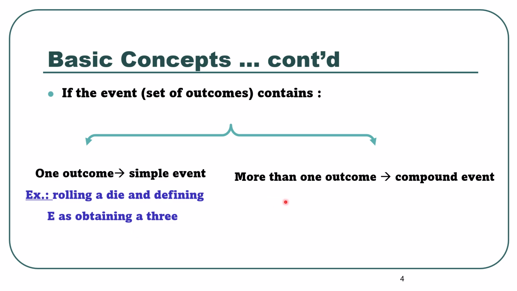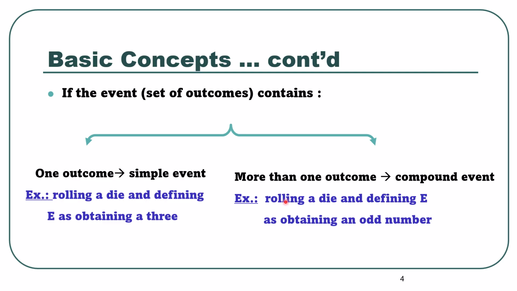For the compound event with more than one outcome, if I define my event to be obtaining an odd number, here you are going to see that odd number means 1, 3, and 5. So I do have 3 outcomes from my 6 outcomes. So this is a compound event.